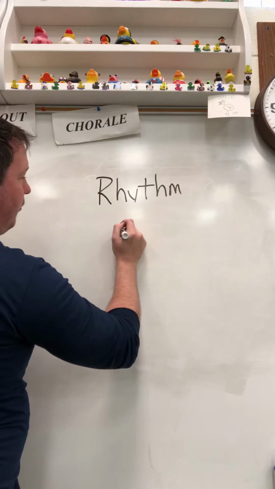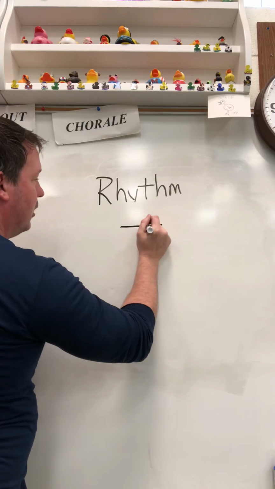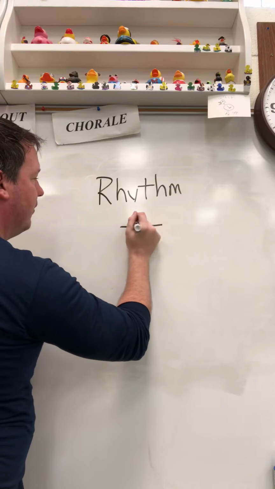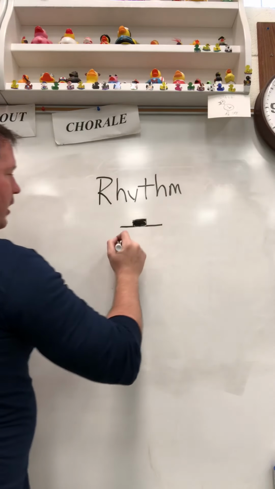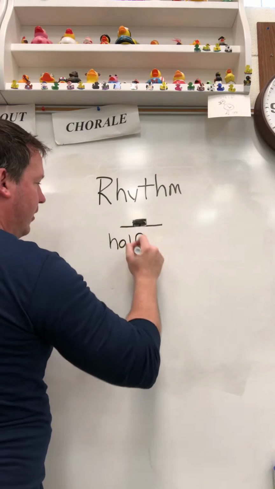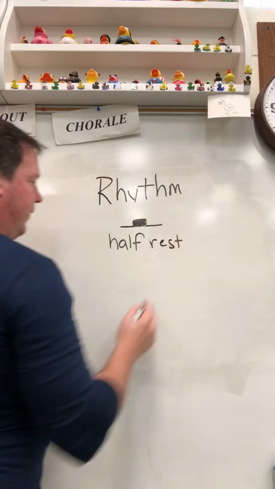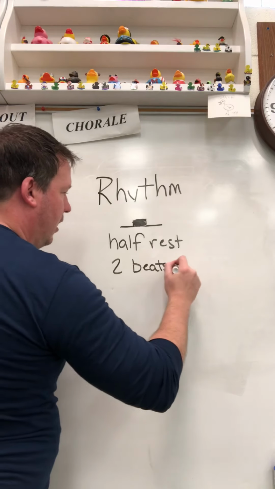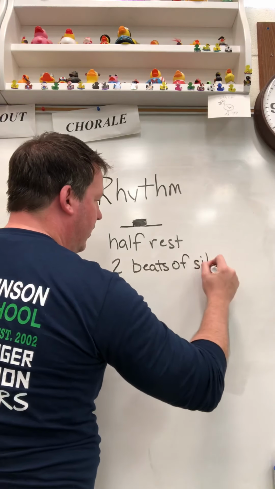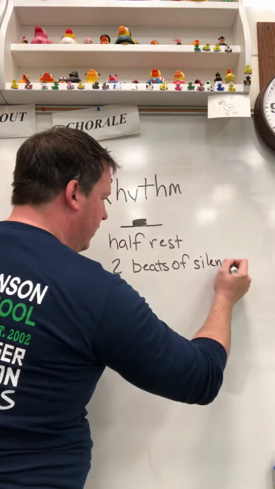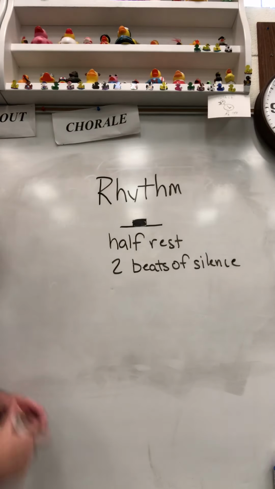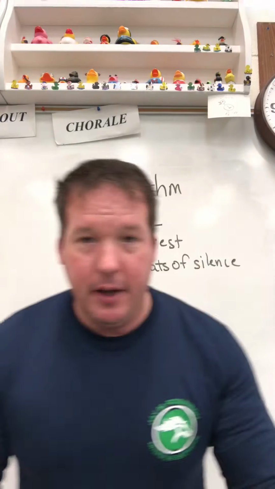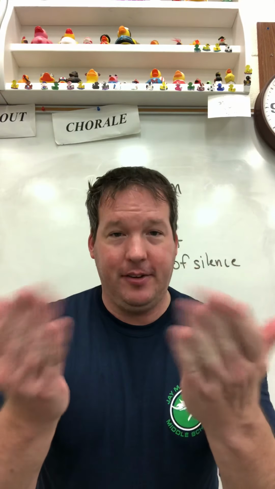Next rest we have, we're going to draw that same line, but then we're going to put the rectangle box on top of the line. And we call this a half rest. And it gets 2 beats of silence. And when we count that, we go half rest. Let's do that together. Half rest. One more time. Half rest.